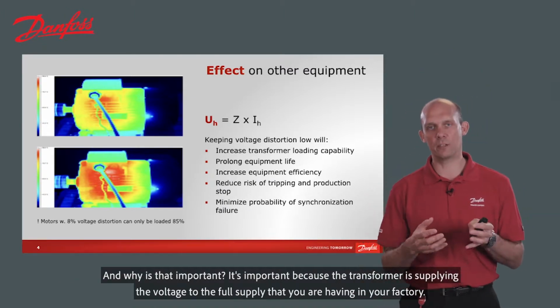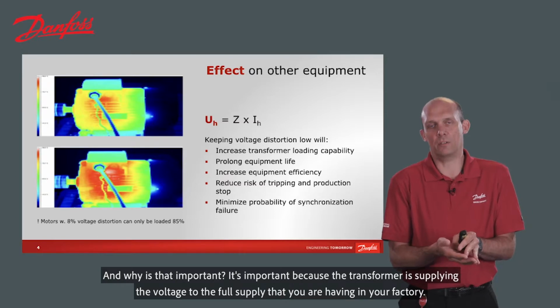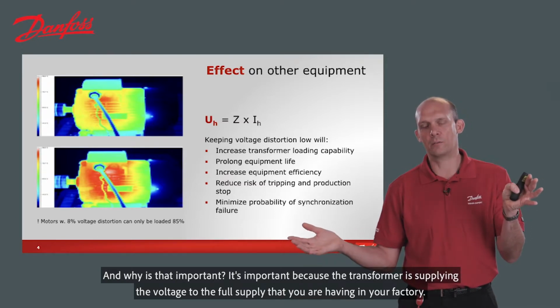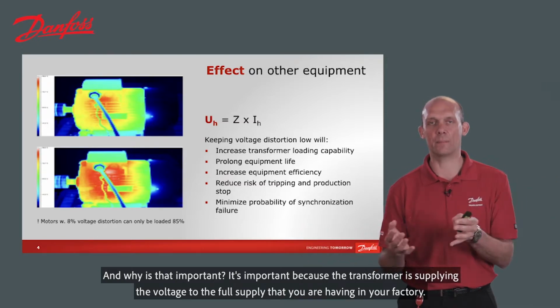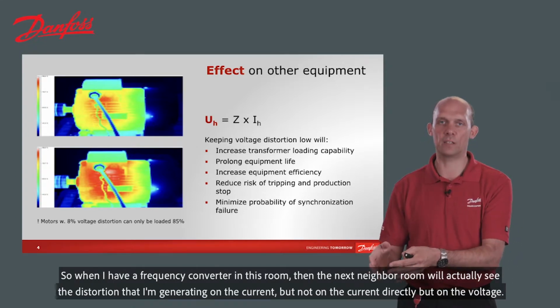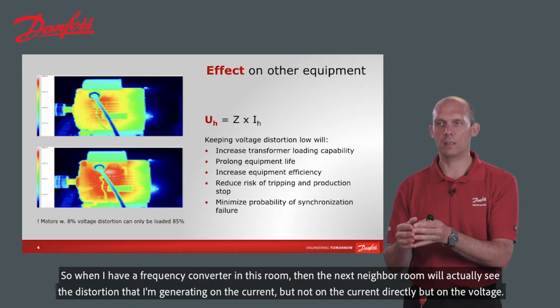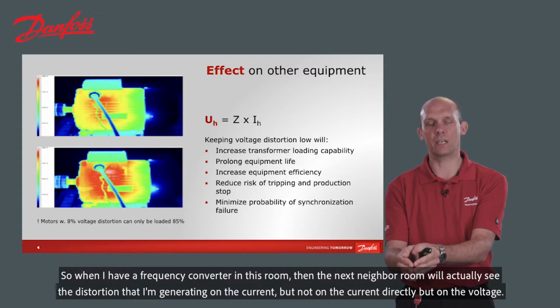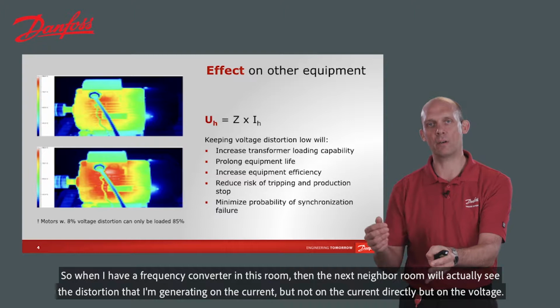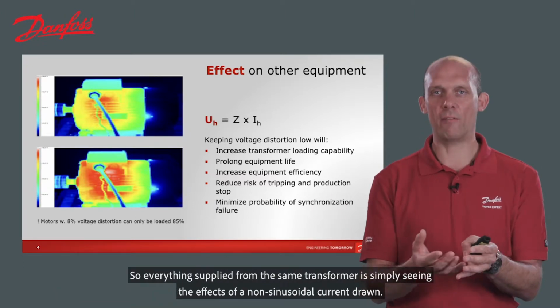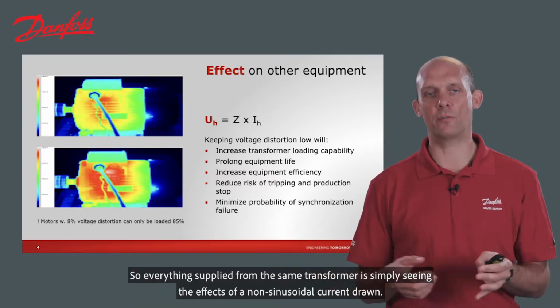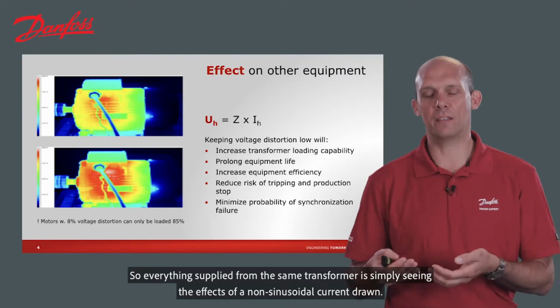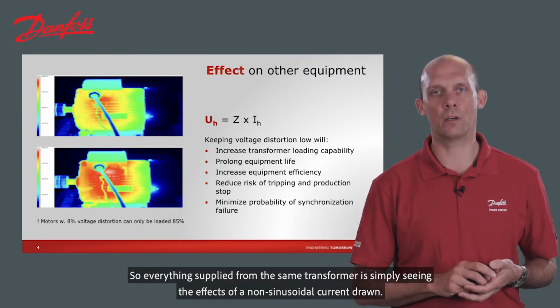It's important because the transformer is supplying the voltage to the full supply that you're having in your factory. So when I have a frequency converter in this room, then the next neighbor room will actually see the distortion that I'm generating on the current, but not on the current directly, but on the voltage. So everything supplied from the same transformer is simply seeing the effect of a non-sinusoidal current drawn.